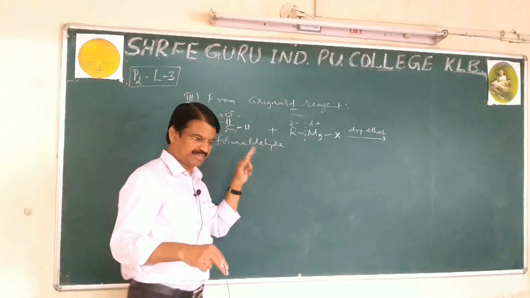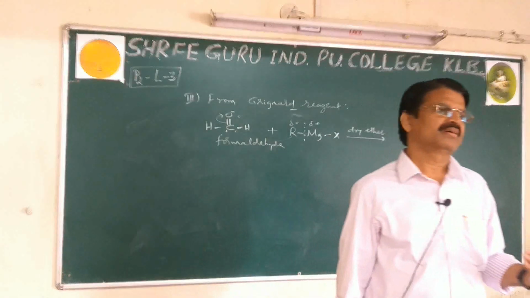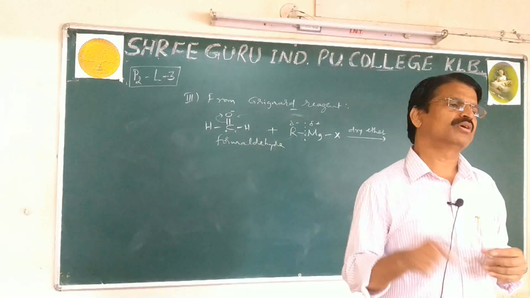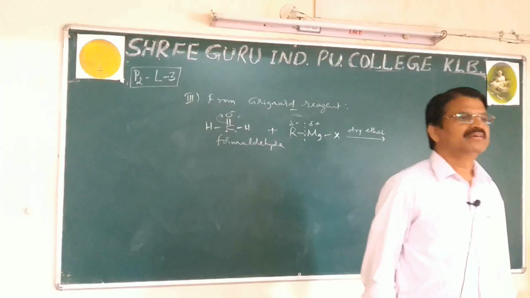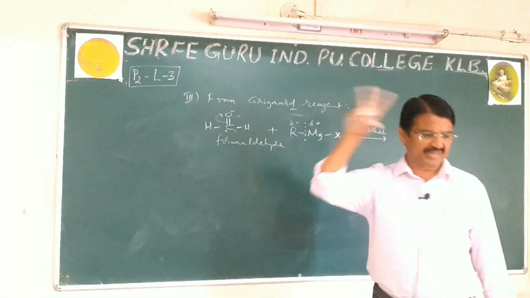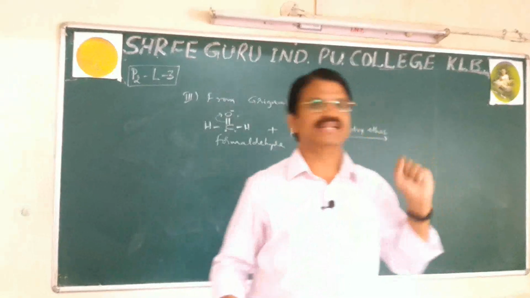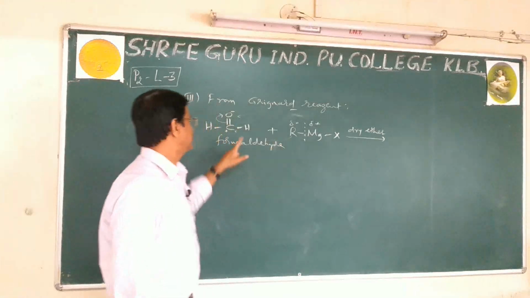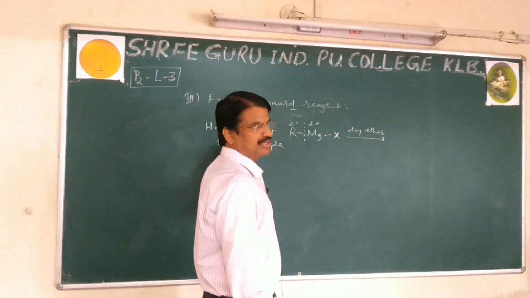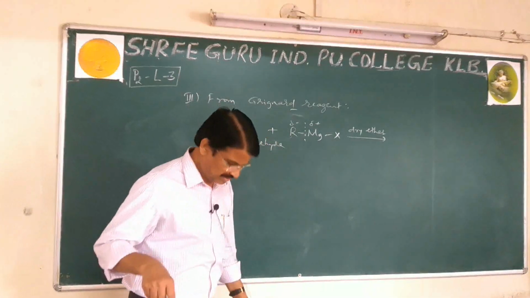The addition of Grignard reagent with a carbonyl compound follows nucleophilic, not electrophilic, addition, because the negative charge adds to the C plus of the carbonyl compound. It is called nucleophilic addition. So nucleophilic addition of Grignard reagent occurs on the carbonyl carbon to give the adduct. Now write the adduct formula. Correct? Adduct formula.